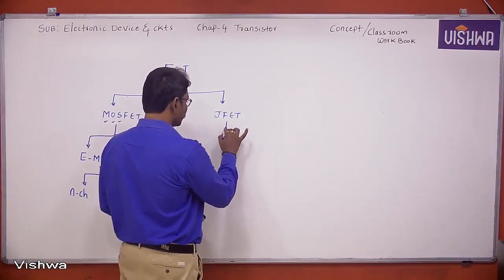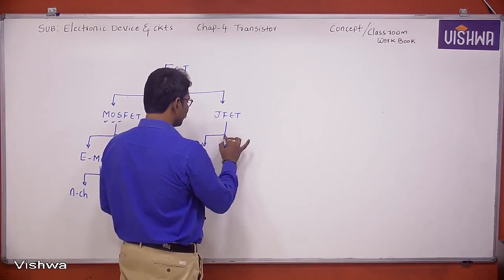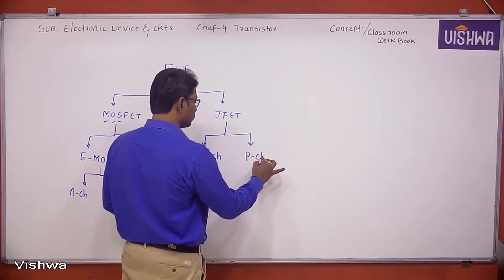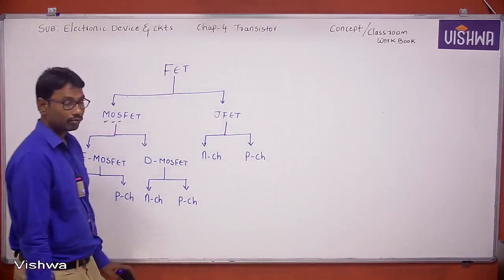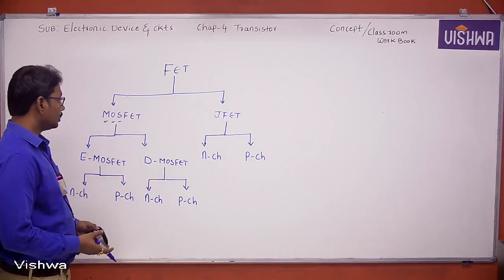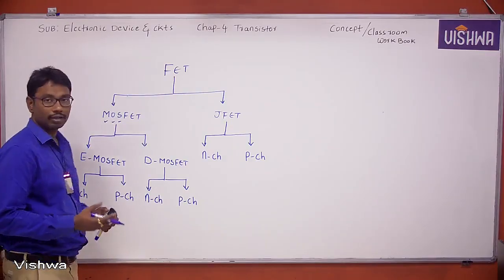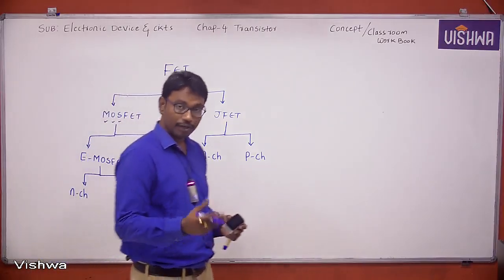Coming to the JFET, JFET also can be classified into two types. One is N-channel, another one is P-channel. These are the different classifications of FETs. Okay. Write down this. Write in the notes.